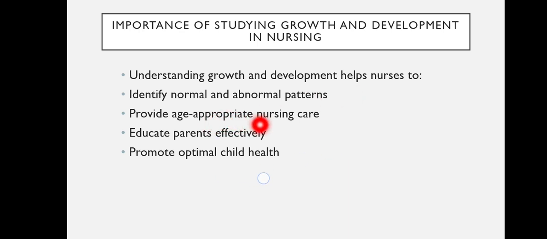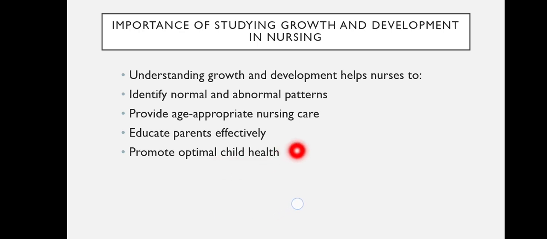Provide age-appropriate nursing care. Okay, so now looking at growth and development, care depends on the care that you are providing. If growth and development is monitored and known, you are going to give the right medication, you are going to give the right care to the appropriate age of the child. Educate parents effectively so that if you know the normal and the abnormal, let's say the child comes to the hospital and they look malnourished, then you are going to advise them on proper nutrition.